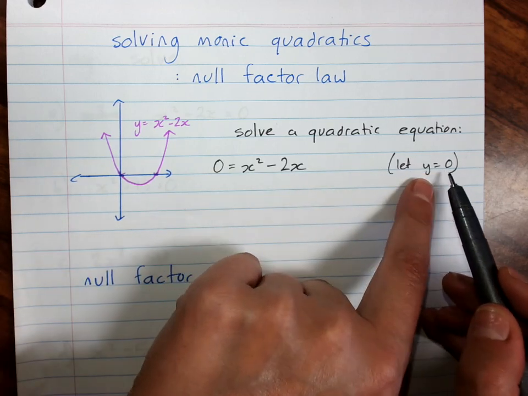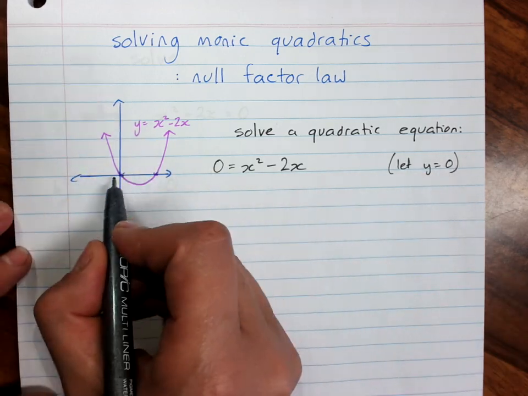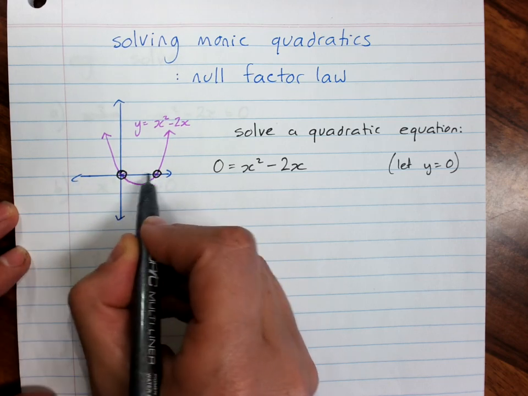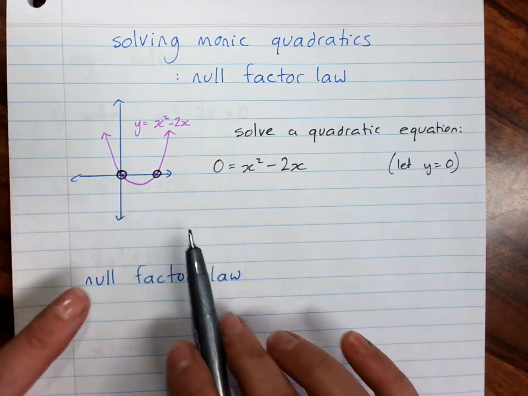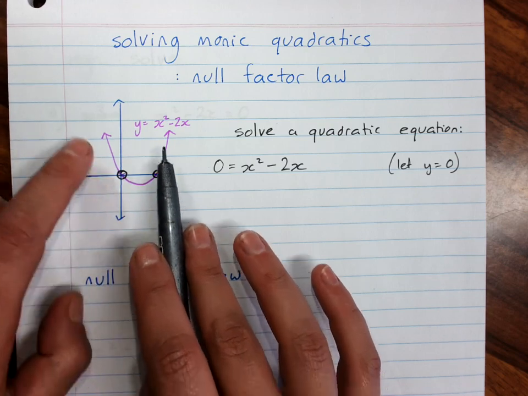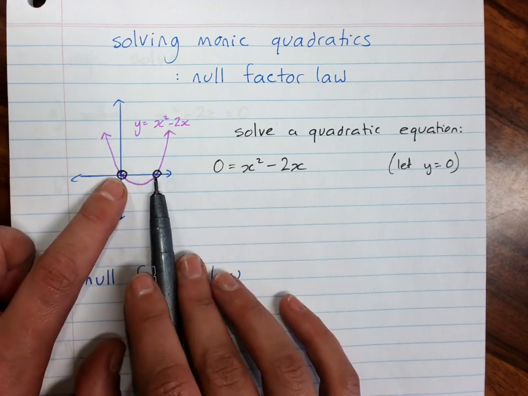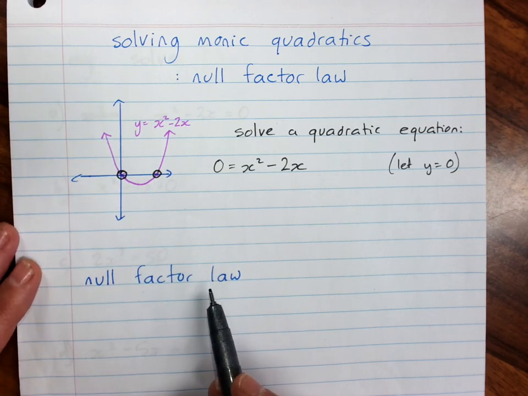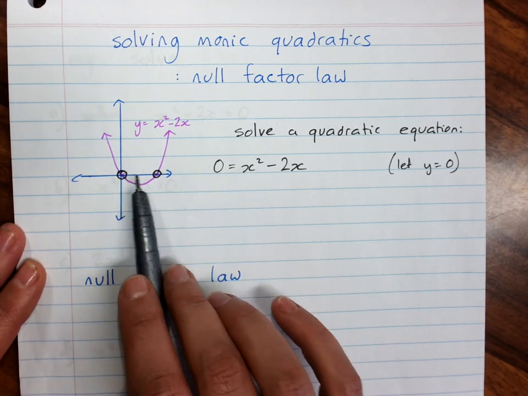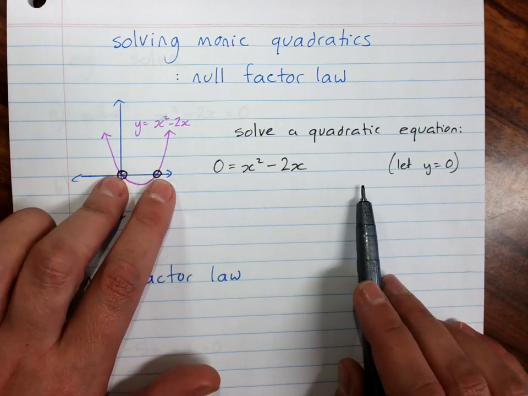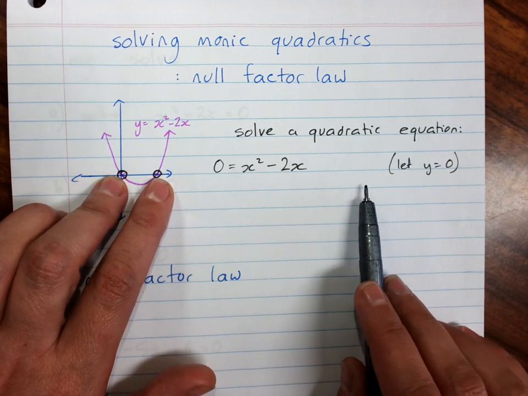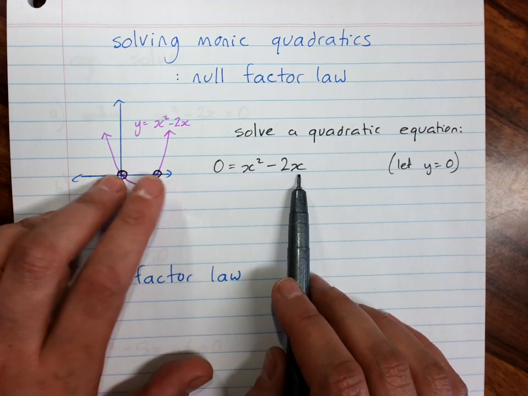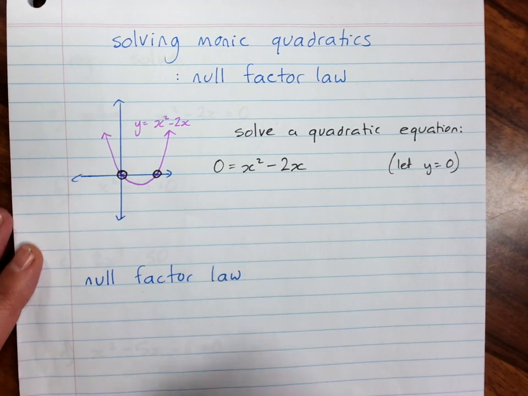Now when y is 0, that is asking for the 2 points, or possibly 1 or no points, but we'll get to that later, where the parabola cuts the x-axis when it's graphed. Because you can see that there's 2 points in this parabola where y equals 0, we expect two solutions for x, this one here and that one there.